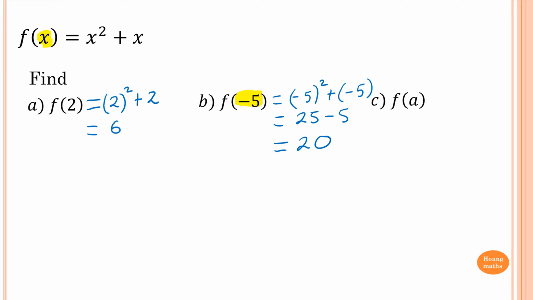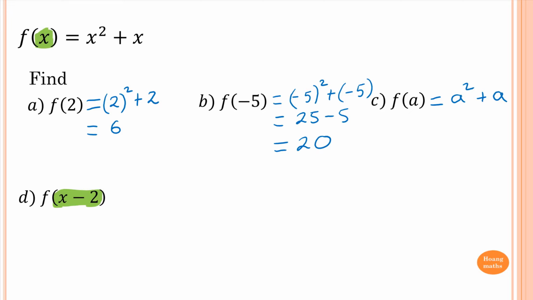Now f of a, again, every time you see x, you just replace with a. That's all. So you go x squared, it becomes a squared plus x, which is a. Now find f of x minus 2. So this time, every time you see x, you replace with x minus 2.